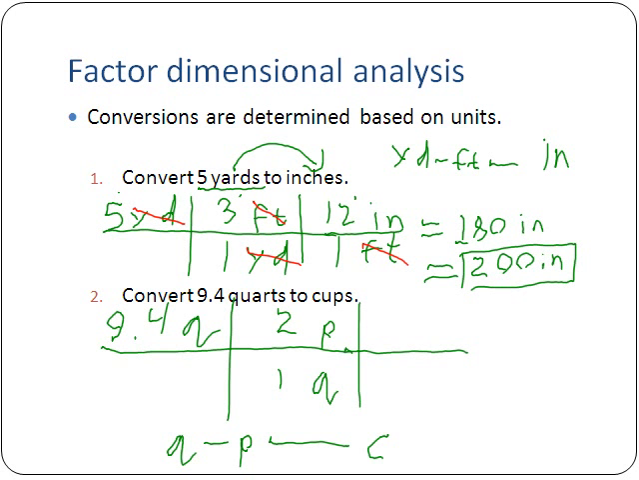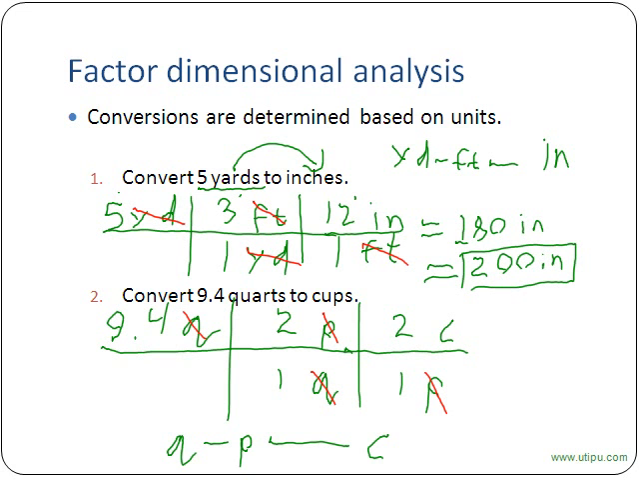We're then going to continue this. We want to cancel pints. We want to go to cups. How many cups are in a pint? 2 cups in 1 pint. At this point, let's look at our units. Quarts is gone. Pints is gone, leaving only cups.